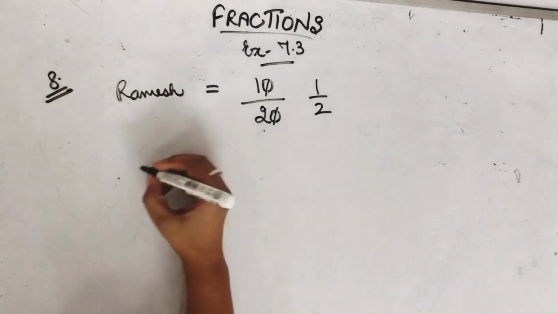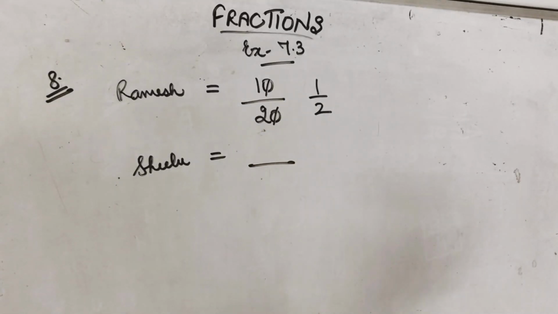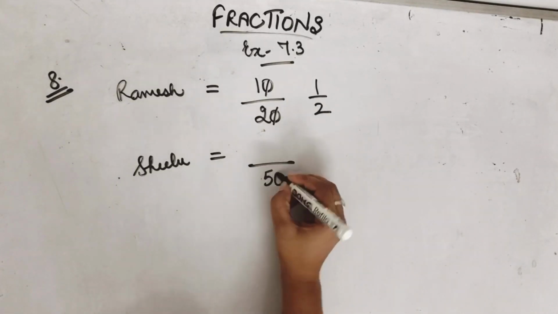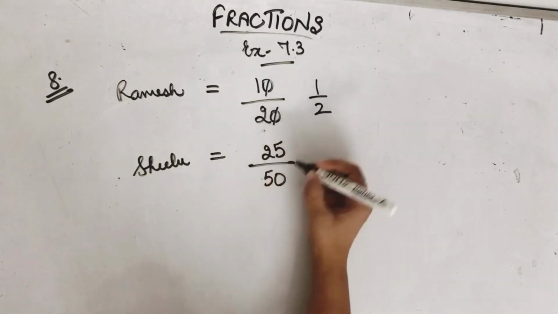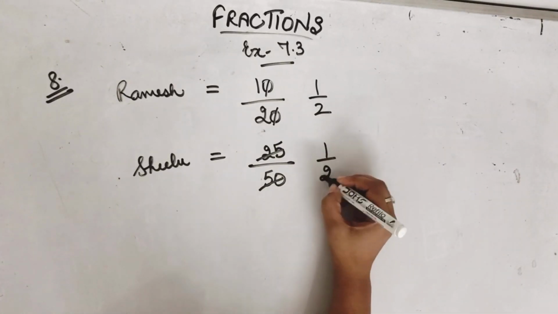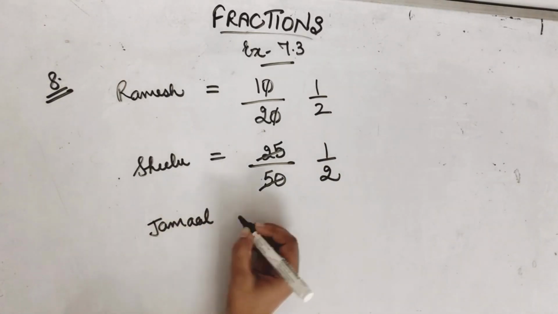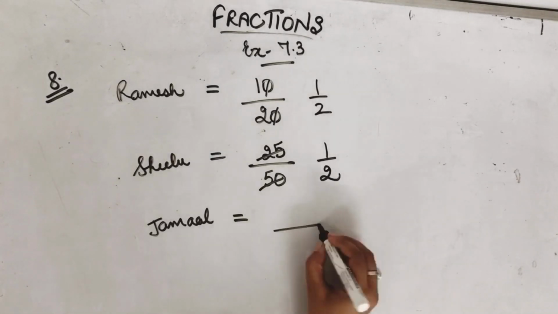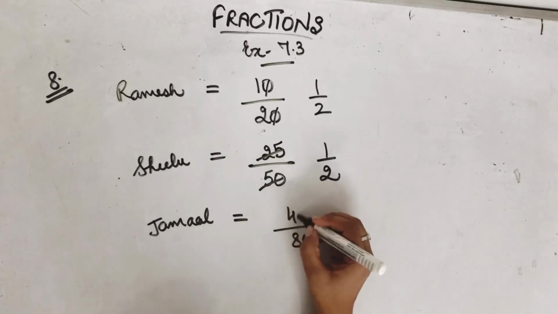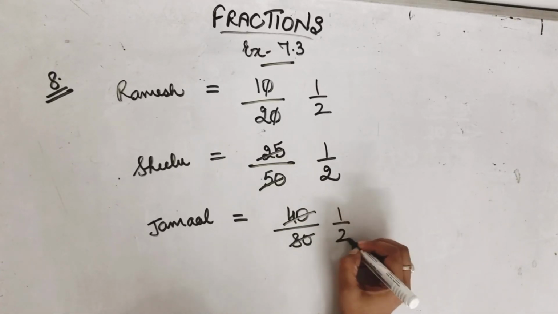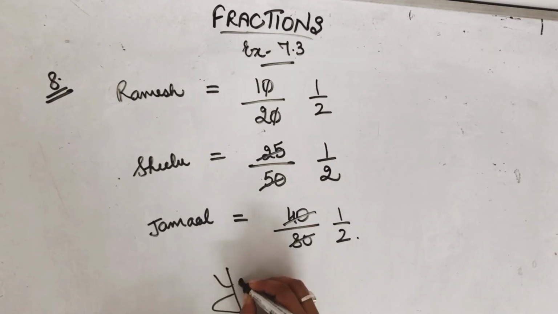For Sheelu, the total number of pencils you have to write in the denominator, that is 50, and used up pencils in the numerator, that is 25. So simplify them, you will get 1 by 2. Jamal, total number of pencils are 80, used up pencils 40. So the simplest form will be 1 by 2. Each has used up an equal fraction of their pencils. Yes.